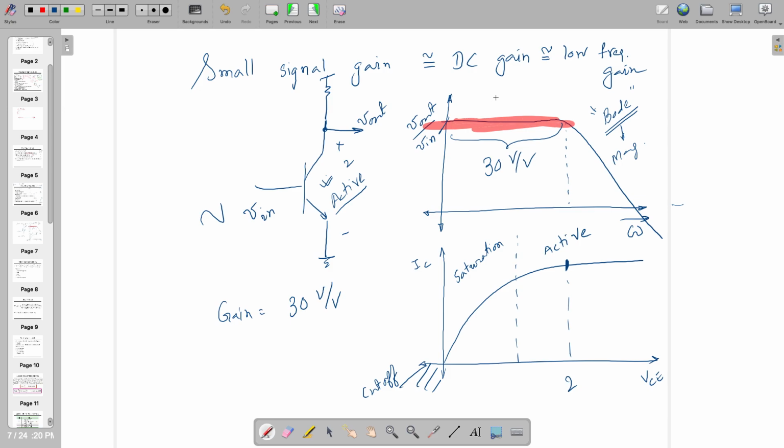This particular gain is known as small signal gain or DC gain or low frequency gain. And when we are quoting that the gain of my circuit is 30 volt per volt, it means this one, from zero frequency to higher frequency. Right? This is what we want, right? Sometimes some people call this one bandwidth. That's the bandwidth of my BJT.